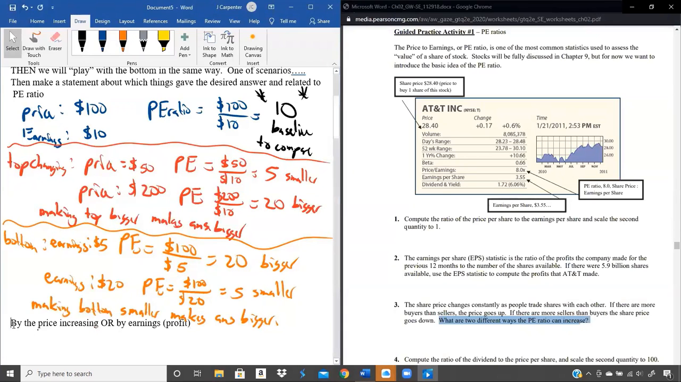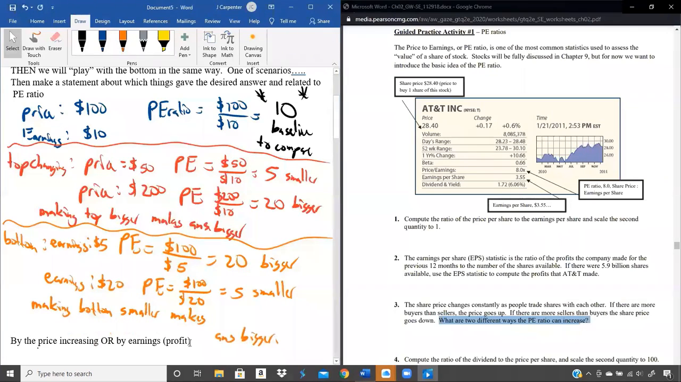Give myself one more line. Oh, shoot. This is so frustrating sometimes.